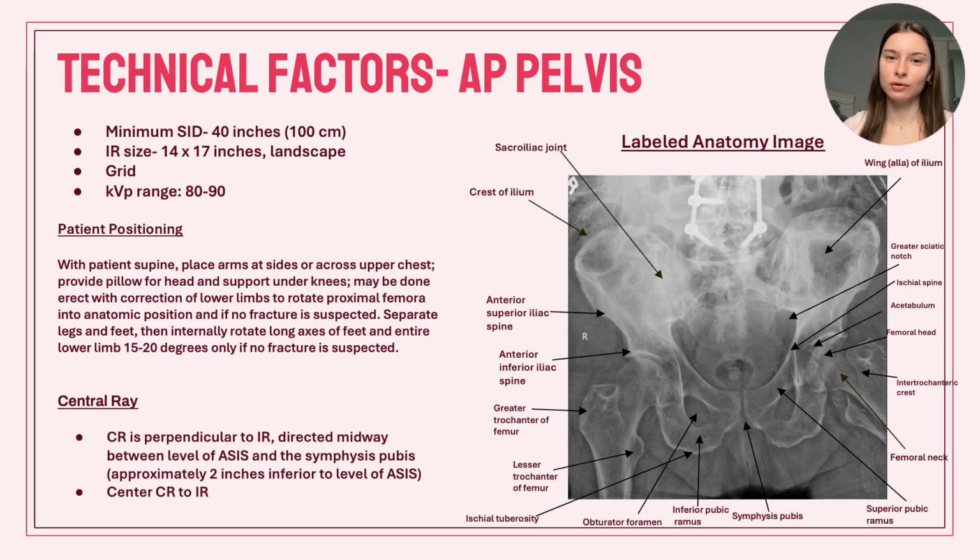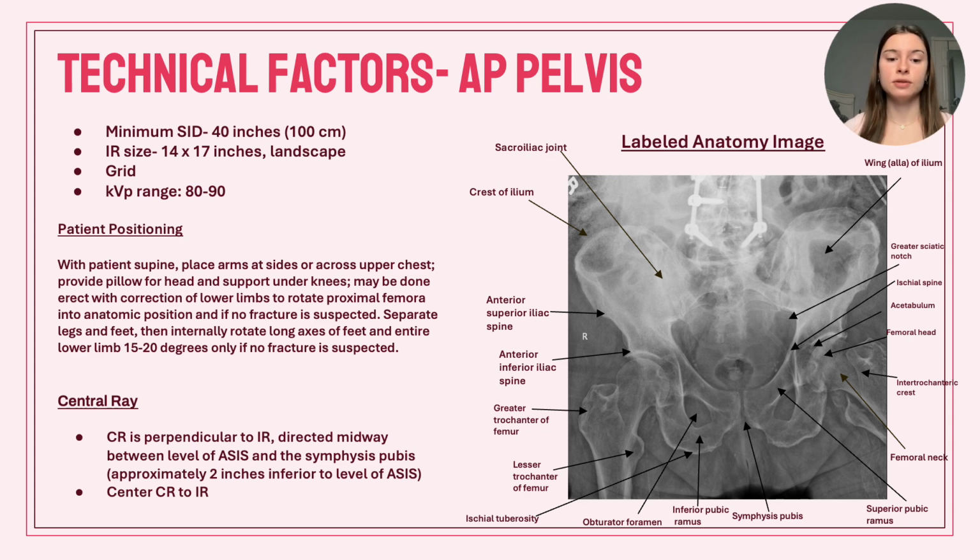So going into the technical factors for an AP pelvis, you do need a 40-inch SID. You need the IR to be landscape 14 by 17 inches with a grid and the kVp to be about 80 to 90. The patient should be supine with their arms at their sides or on their chest, and the lower limbs should be rotated internally about 15 to 20 degrees unless a fracture is suspected. And this projection can also be done erect.